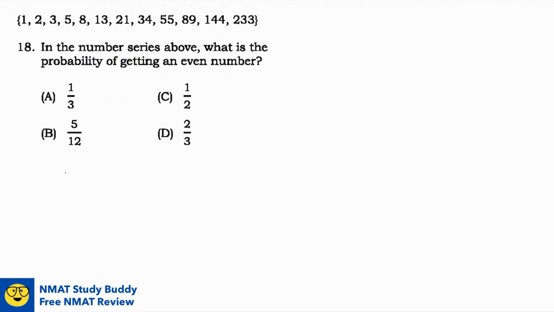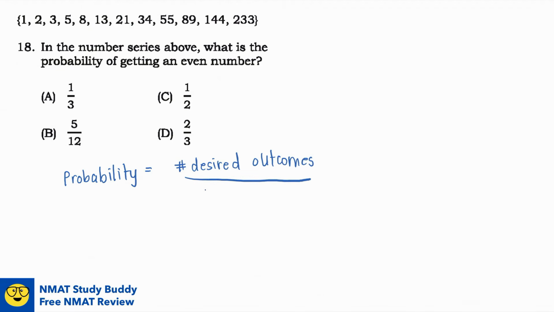Number 18, in the number series above, what is the probability of getting an even number? So kapag probability, equal yun sa number of desired outcomes over yung number of possible outcomes. So, dito, sabi, ano daw yung probability na makakuha ka ng even number. So, bilangin natin kung ilan yung even number. Yung 2, 1, 2, 3, 4. So, meron kang 4 even numbers.